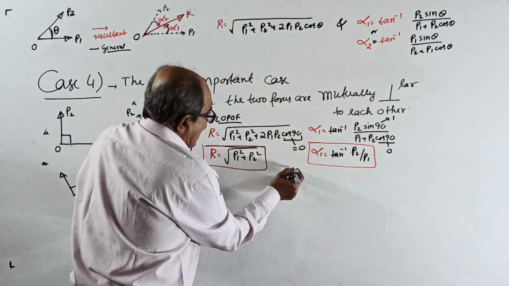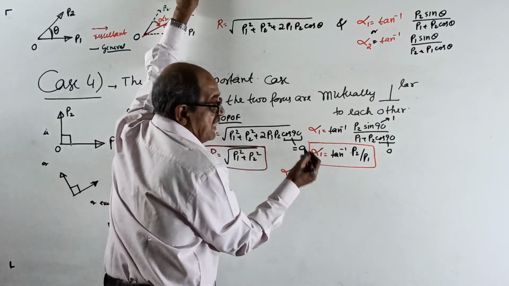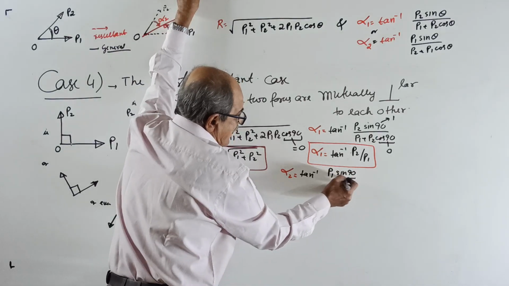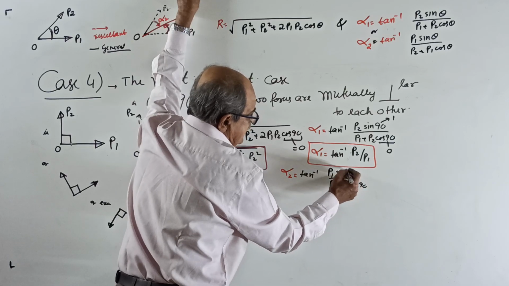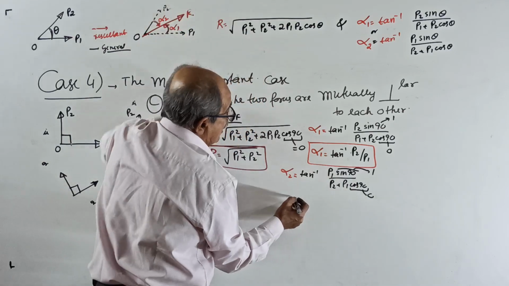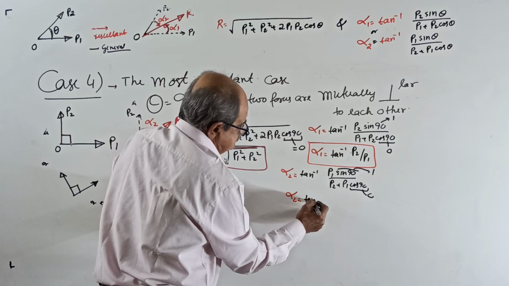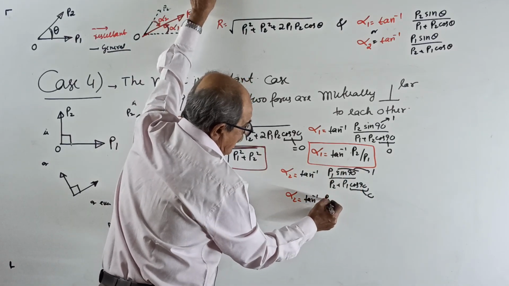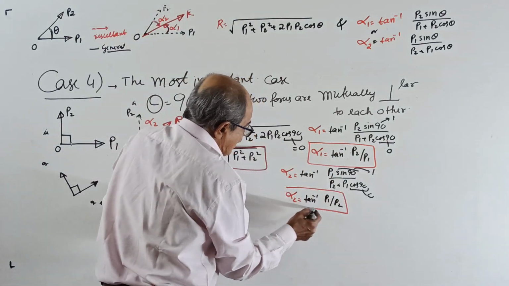Or, if you go to alpha 2, it is tan inverse of other force P1 into sin 90 divided by P2 plus P1 into cos 90. Same, sin 90 equal to 1, cos 90 equal to 0, so alpha 2 will become tan inverse of P1 by P2. There it was P2 by P1, here it is P1 by P2.